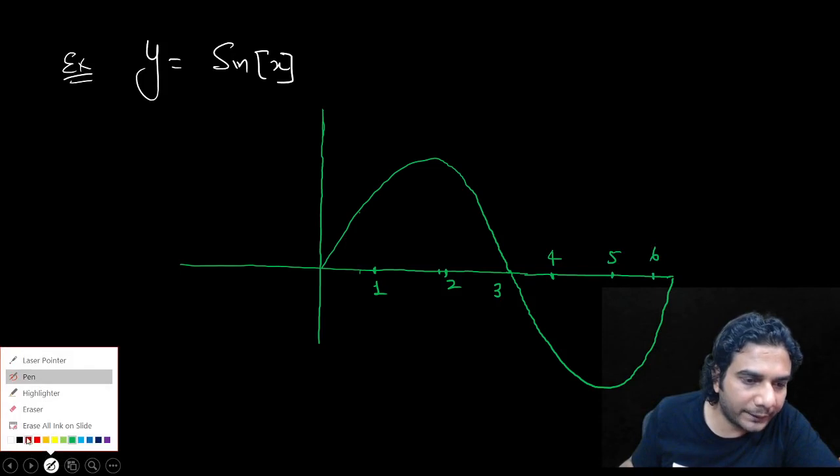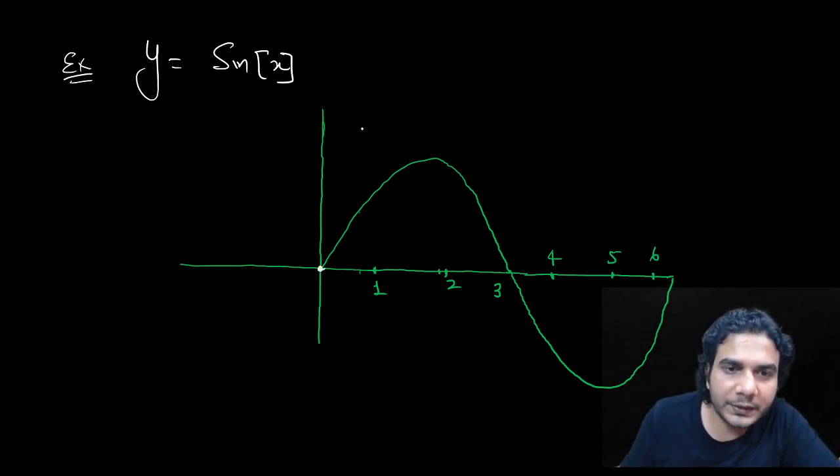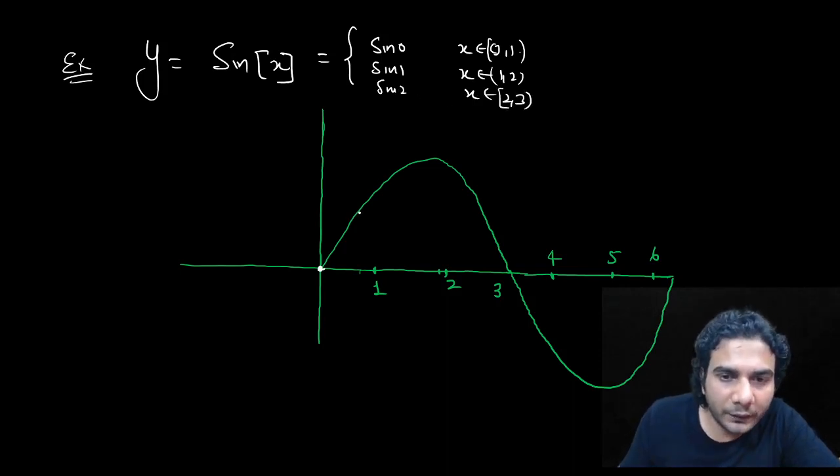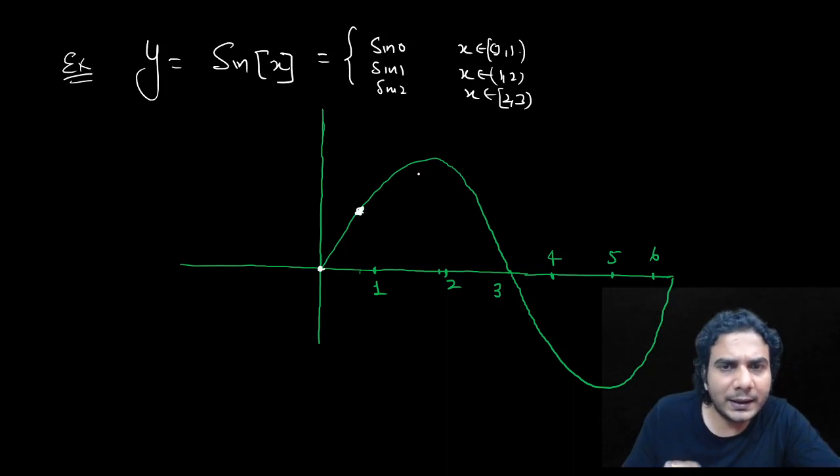Like, so if I mark these points f of 1, f of 2, f of 3, this is f of 0, because you need to find sine of 0 when x belongs to 0 to 1, okay, sine of 1 when x belongs to 1 to 2, like that, sine of 2 when x belongs to 2 to 3, all right, and so on, sine of 3, sine of 4, sine of 5. So sine of 1 is this, okay. Sine of 1 is close to sine 60, slightly less than, so √3/2, and sine of 2 is greater than sine of 1, okay, so 2 means close to 120, but less than that.